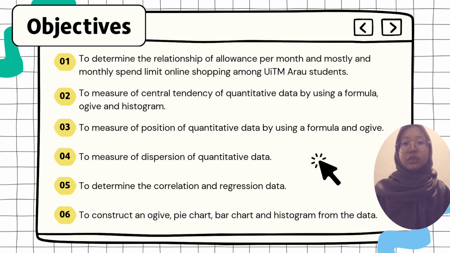Third, we have to measure the position of quantitative data by using formula and or ogive. Next is to measure the dispersion of quantitative data, followed by determining the correlation and regression of the data. And last is to construct a pie chart, bar chart, and histogram for the data.